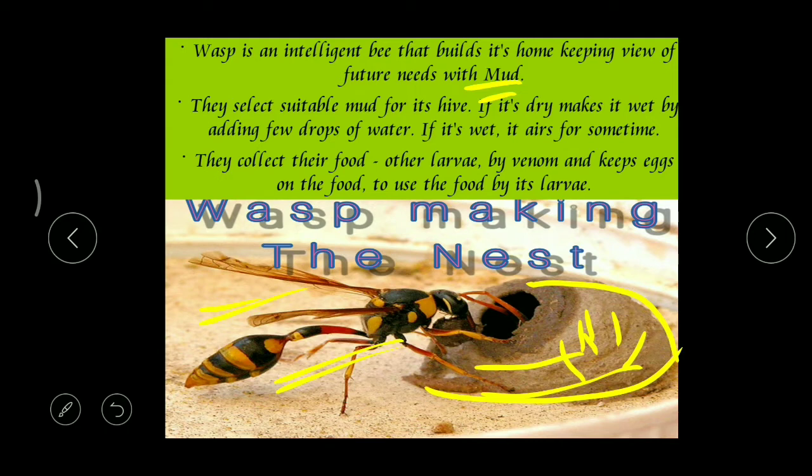Okay, so because of this waving, water means air is produced, and with the help of that air, it makes this wet mud into dry mud. Correct. In this way, it prepares its nest like this. Have you seen this nest?